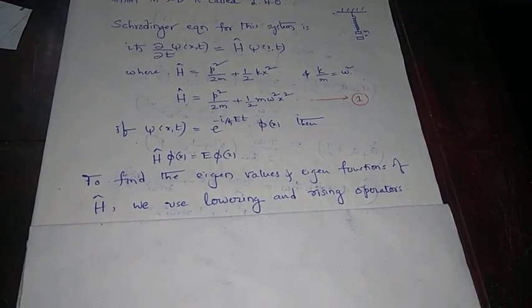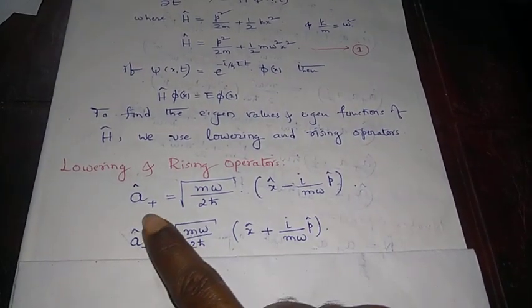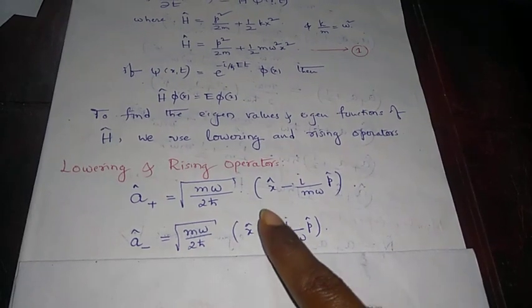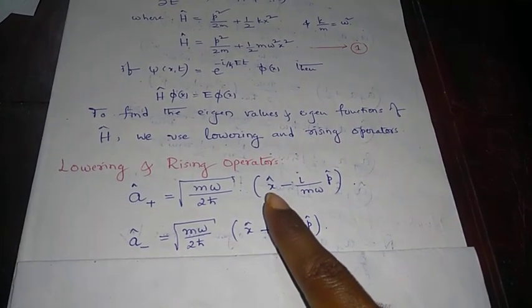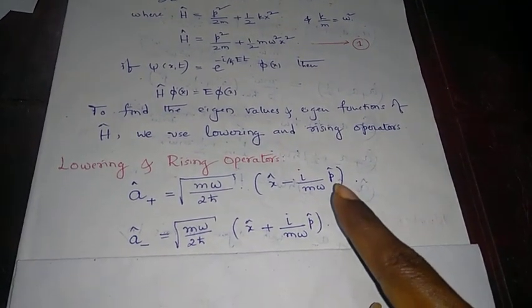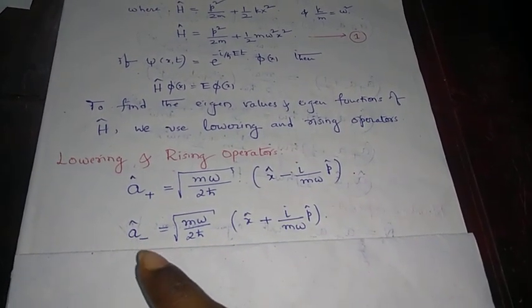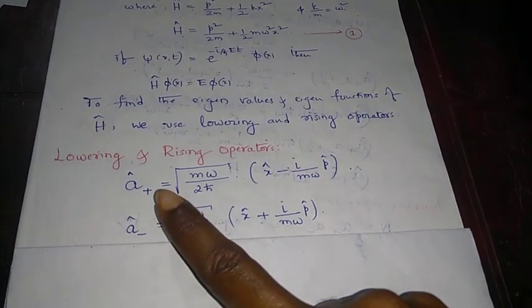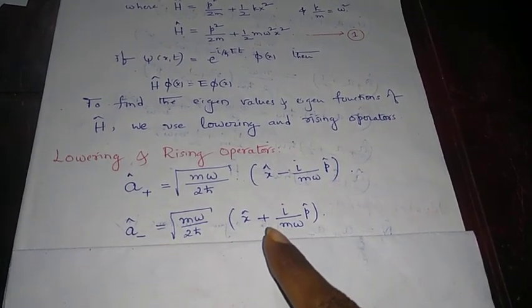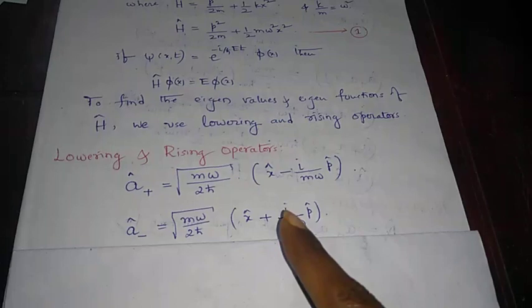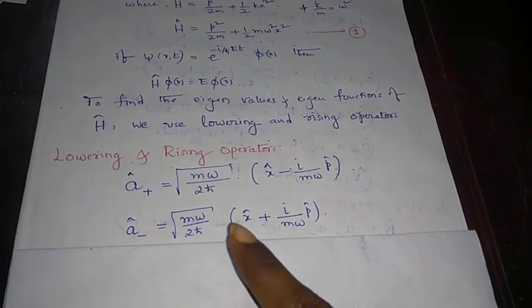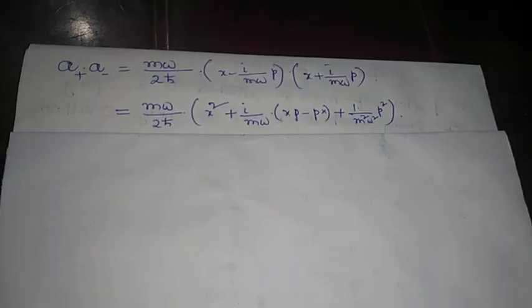lowering operators. So we define a plus operator in terms of the position operator x and momentum operator p like this, and a minus operator is the dagger of this operator. So in place of i we will be getting minus i, so it is defined like this.